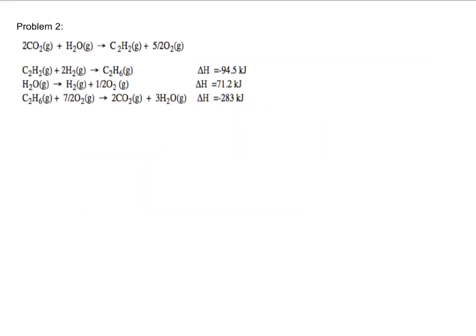Now sometimes you have to spend a little bit of time in order to use the steps well. This question is, what is delta H of this reaction using the following steps? Now I see C2H2 ethyne is on the other side of my reaction, so I'm going to reverse this reaction. So the first reaction, I'm going to write it as C2H6 breaking into C2H2 plus 2 hydrogen. I'm going to change the sign from negative to positive.